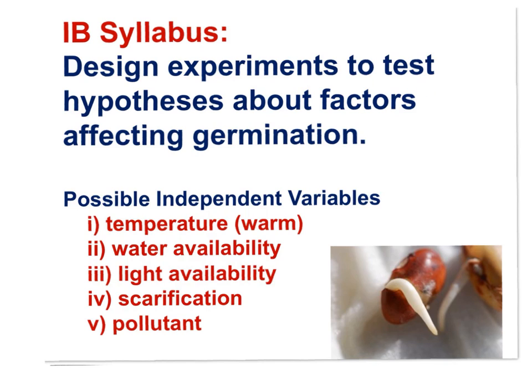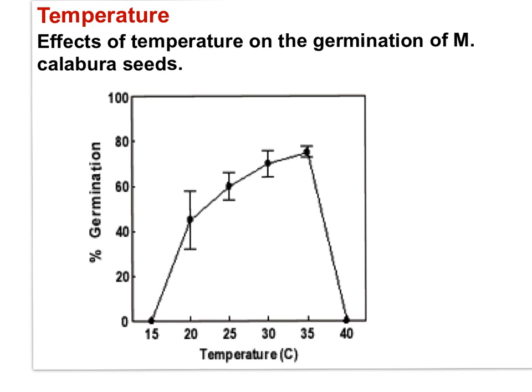Design experiments to test hypotheses about factors affecting germination, and those possible factors could be temperature, water availability, light availability, scarification, or the presence of a pollutant. In this graph, you can see the influence of temperature on the percentage of germination. As temperatures increase, percent germination increases until the temperature reaches a critical level above which percent germination decreases. Enzymes denature above certain temperature values.